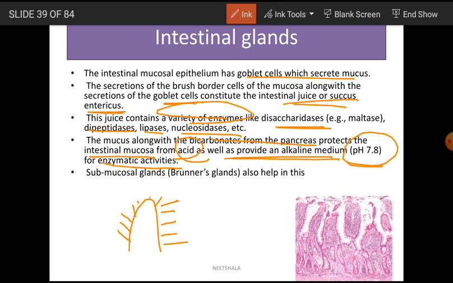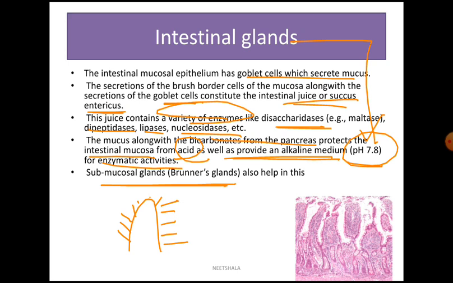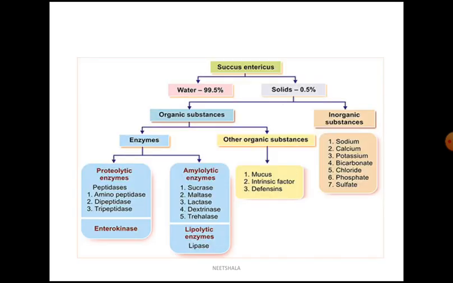And what is the pH in the intestine? The pH of the intestine is 7.8, that is an alkaline medium, and that is made by the intestinal gland or the intestinal juice. Now another gland we have studied, the submucosal gland, which is also known as the Brunner's gland, helps in this particular process. So let us now see the composition of succus entericus.